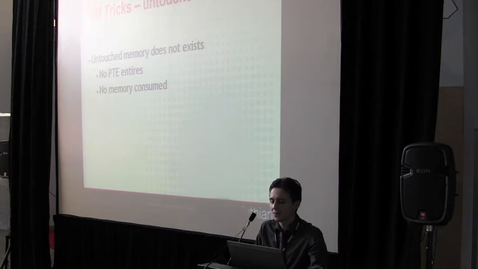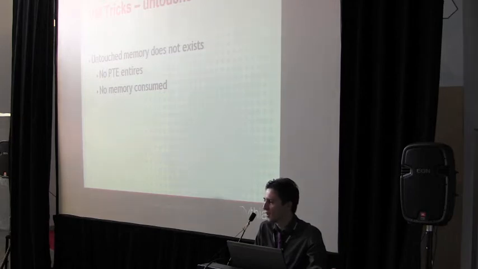Some tricks that can make accounting memory difficult. Untouched memory does not exist. So if I have an application and I say, give me a gig of RAM, I'm going to say, okay, fine. But you wouldn't see this gig of RAM taken from anywhere but one location that you probably never look at, because it's so huge that it's almost unbelievable. They also don't take page table entries, so they don't consume space for management.